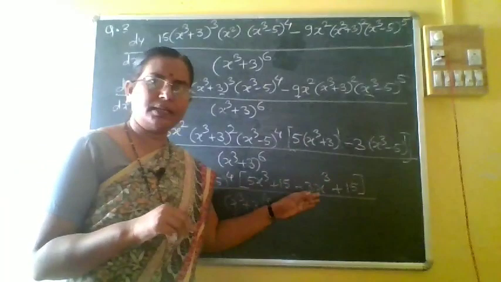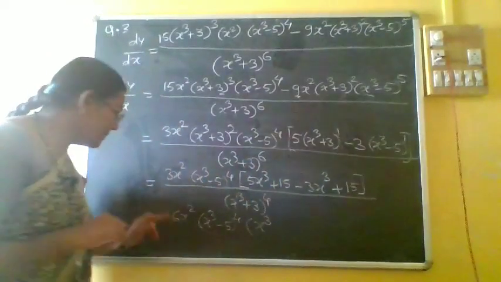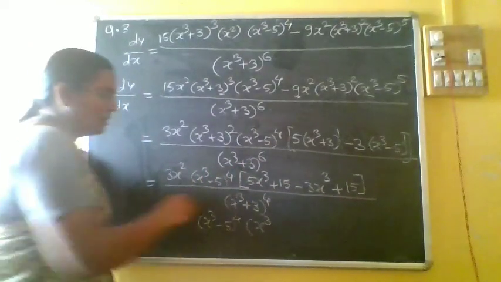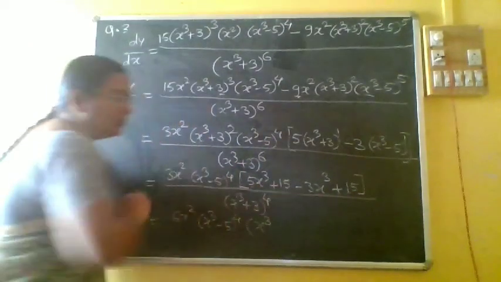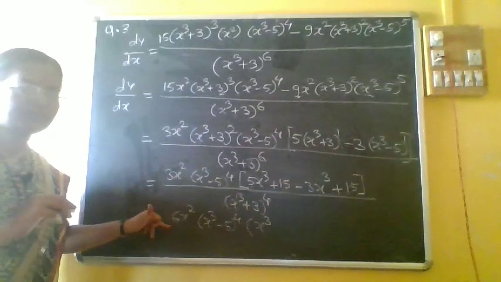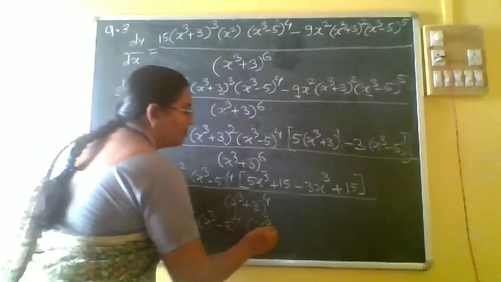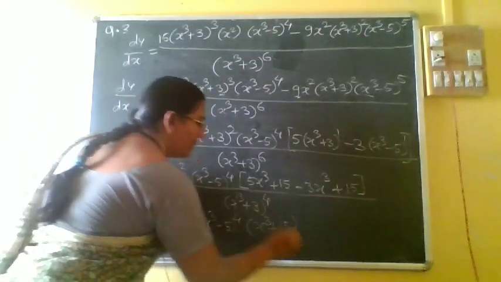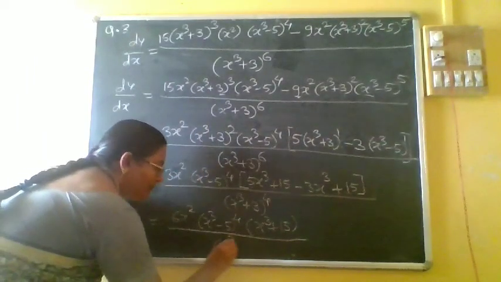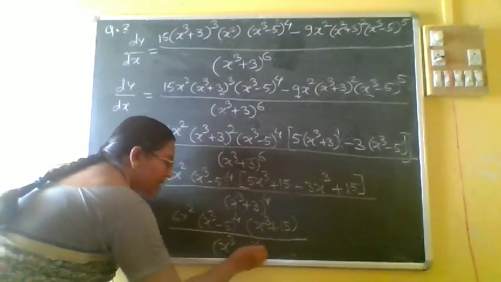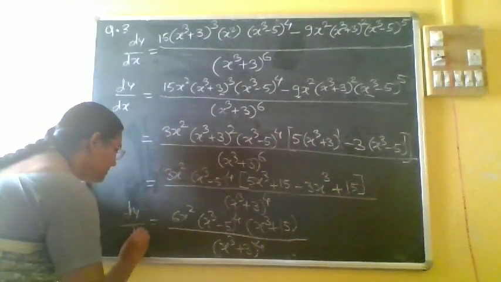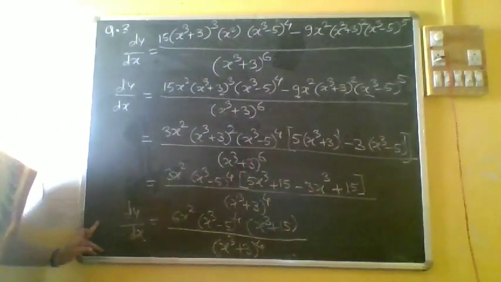From this plus 30 we have to take 2 common, that becomes 6. From this 2 we have to take 2 common, therefore 3 into 2 is 6 and x cube plus 15 divided by x cube plus 3 bracket raised to 4. This is dy by dx. This is the final answer.